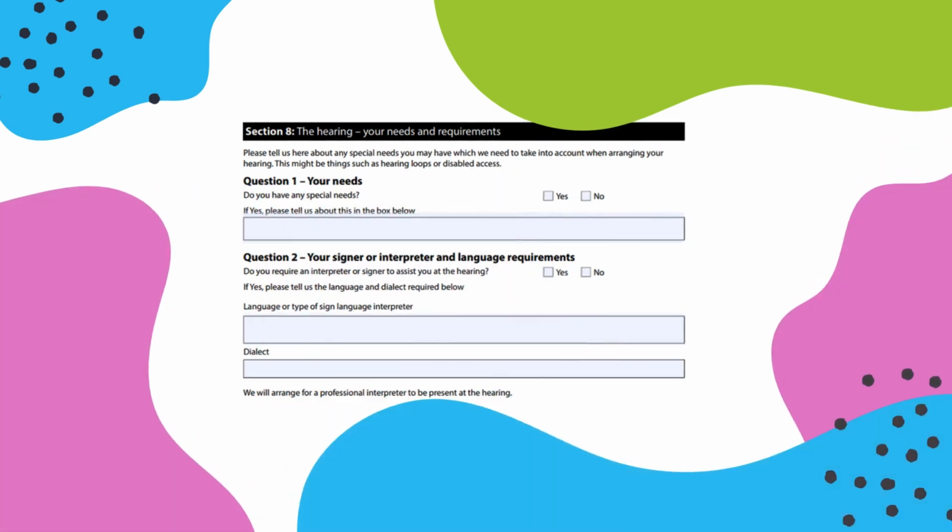Section 8 is about the parent, carer, or young person's needs and requirements for the hearing. These are things which the tribunal will need to take into account when arranging your hearing. This might be things such as hearing loops or disabled access. The second question asks if the parent, carer, or young person needs a signer or interpreter and language requirements for the hearing. If the answer is yes, tick the yes box and give details in the boxes below.